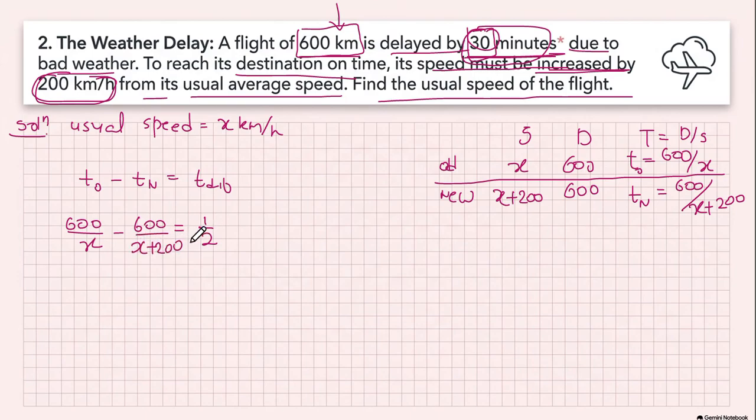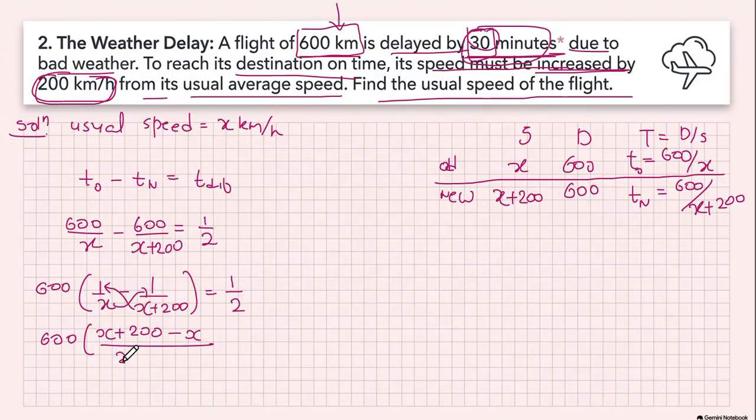So again the same thing, what is common in the numerator? 600 is common. So if we take 600 common, what will remain in the first term? 1 upon x, minus, in the second term, what will remain? 1 upon x plus 200, is equal to 1 by 2. So 600 as it is. If we do the cross multiplication, x plus 200 into 1, which is x plus 200, minus x into 1, which is x, upon x into x plus 200, is equal to 1 by 2 as it is.